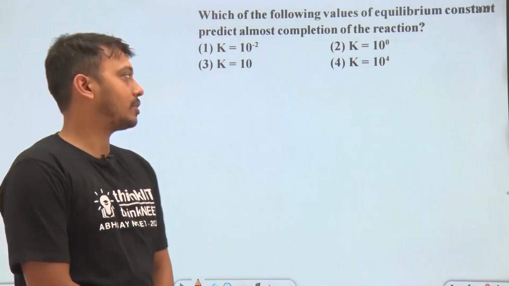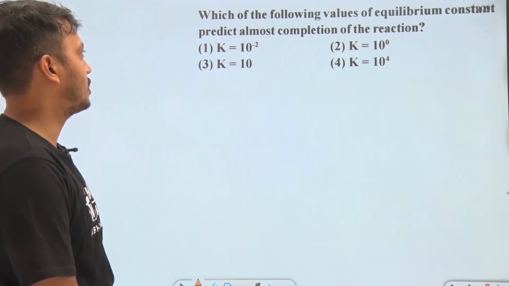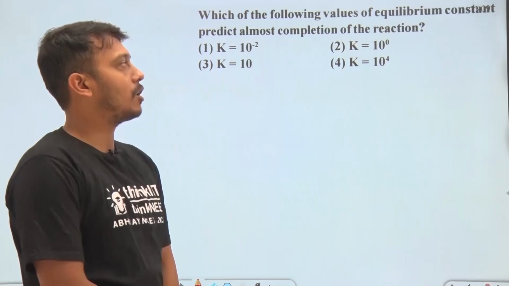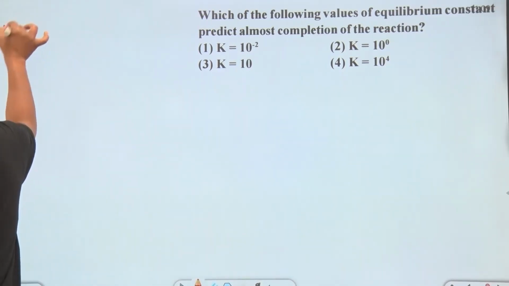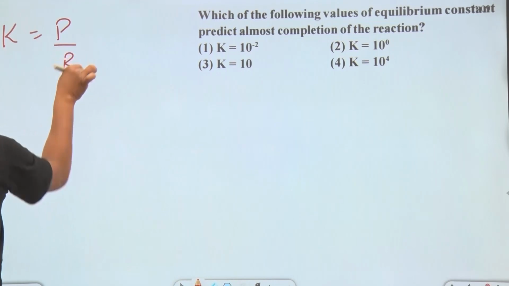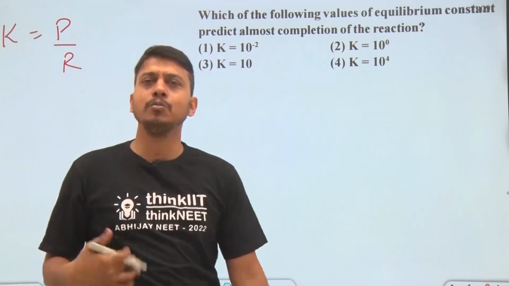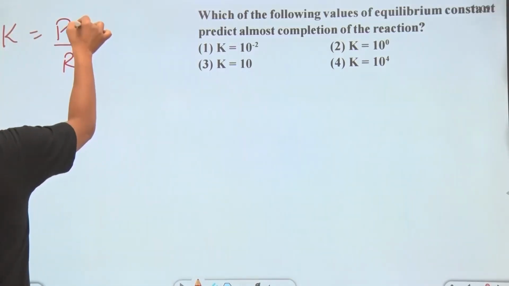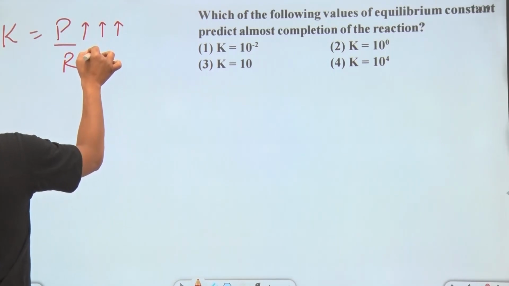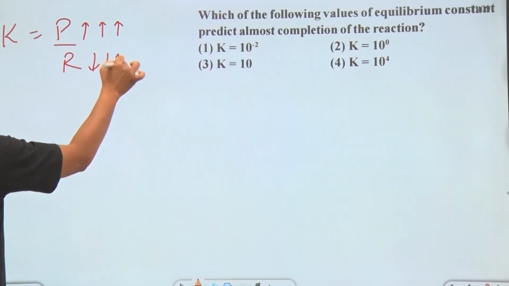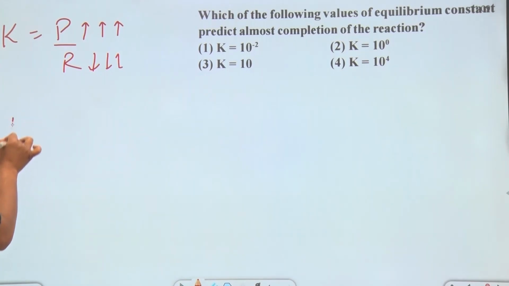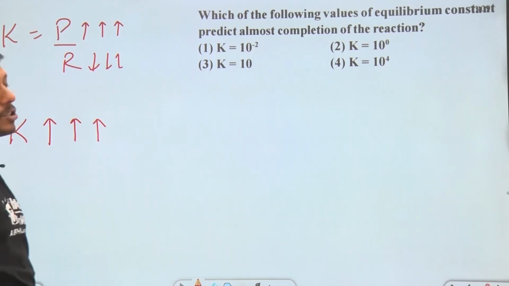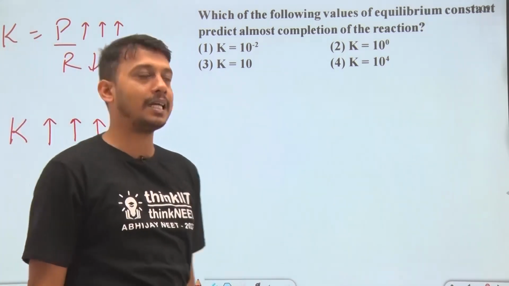So students, the next question is from chemical kinetics. The question is, which of the following values of equilibrium constant predicts almost completion of the reaction? So equilibrium constant is basically product upon reactant. Reaction completion means almost all the reactants are consumed and converted into product. It means the product value is much higher than the reactant value, so the reactant value is very small. Higher the value of K, the more the reaction proceeds towards completion.